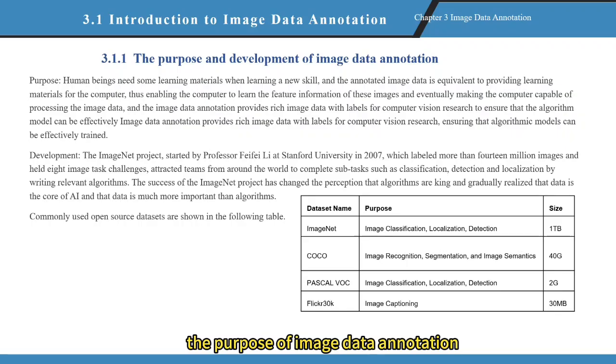The purpose of image data annotation is that just as humans need learning materials when acquiring a new skill, annotated image data provides learning materials for computers. This enables computers to learn the feature information of images and eventually process image data. Image data annotation supplies rich labeled image data for computer vision research, ensuring effective training of algorithm models.